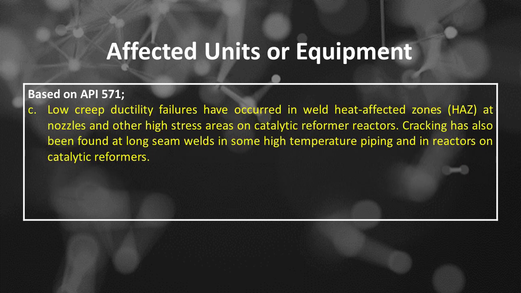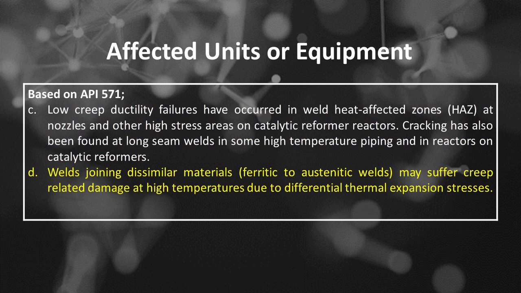And then, low creep ductility failures have occurred in weld heat-affected zones, HAZ, at nozzles and other high-stress areas on catalytic reformer reactors. Cracking has also been found at long seam welds in some high-temperature piping and in reactors on catalytic reformers. And the last but not least, welds joining dissimilar materials, ferritic to austenitic welds, may suffer creep-related damage at high temperatures due to differential thermal expansion stresses.